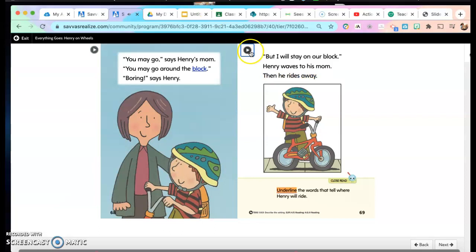So where is Henry going? Close read. Where is Henry going to ride? What did Mom say he could do? He could ride around the block. So as I'm reading, I'm thinking aloud, and I'm going to take note that Mom says around the block. If we're talking about where something is happening, we're talking about the setting. So I'm thinking maybe the setting of our story is going around the block in Henry's neighborhood. I'm just going to write that down and remember that as we listen.